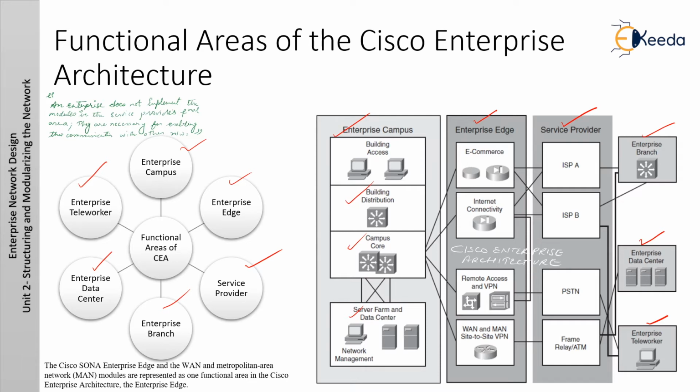The Cisco Enterprise Edge architecture offers connectivity to voice, video, and data services outside the enterprise. The module enables the enterprise to use internet and partner resources and provide resources for the customer. Quality of service, service levels, and security are the main issues in the enterprise edge. Now come to the Cisco Enterprise MAN and WAN and site-to-site VPN module. It is a part of the enterprise edge.